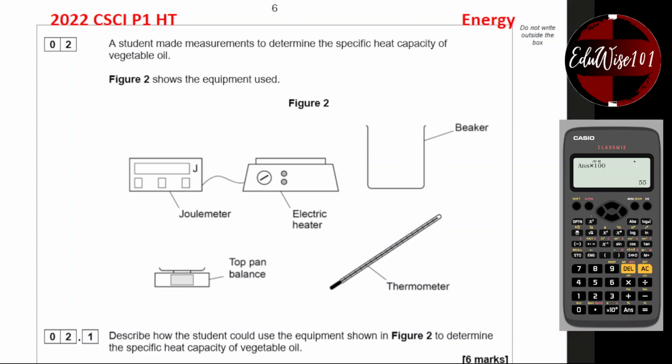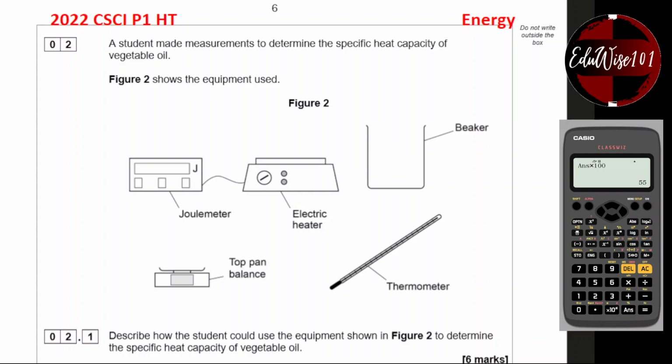Hello everyone, in this video I'm going to go through the AQA Combined Science 2022 Physics Paper 1 Higher Tier. This is question number 2, where the first section is on energy.